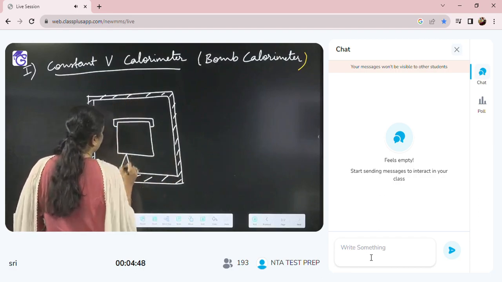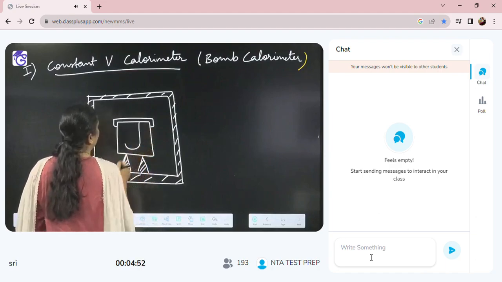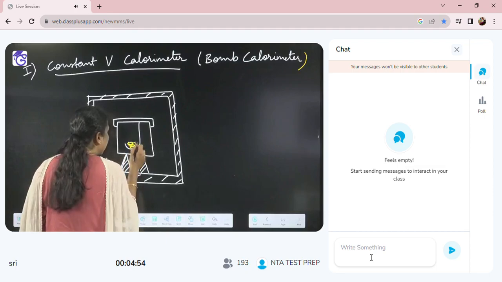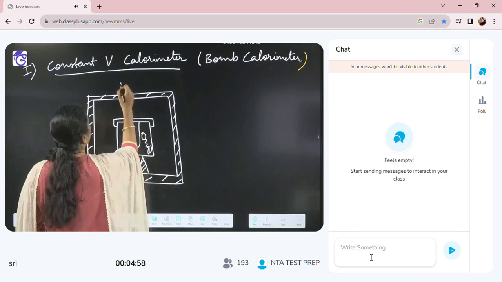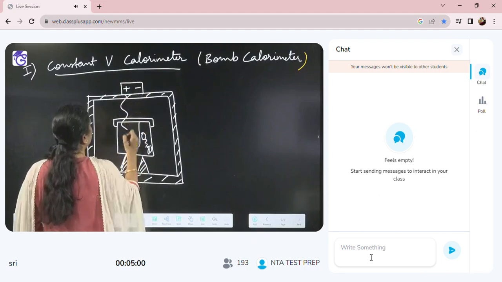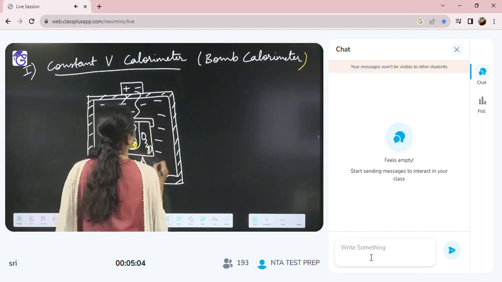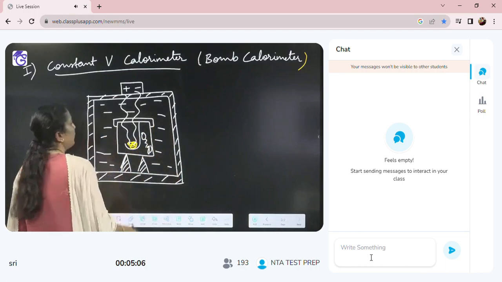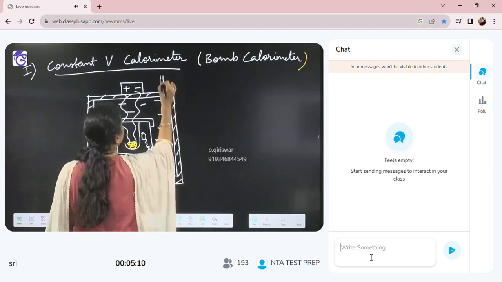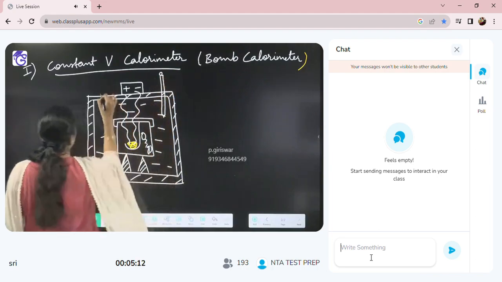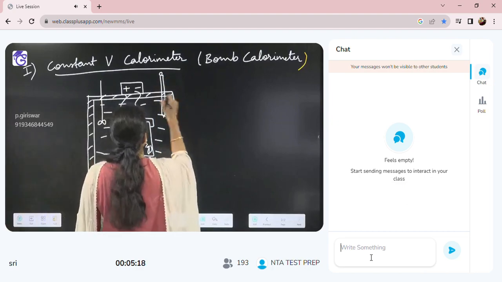Then, this is where it is standing here actually. A small cup where we will be keeping the substance which is to be combusted, and oxygen gas. Then we are providing some ignition wire here. Right, water is filled up here. And then you have a thermometer here. One mechanical agitator. So let us just label it.